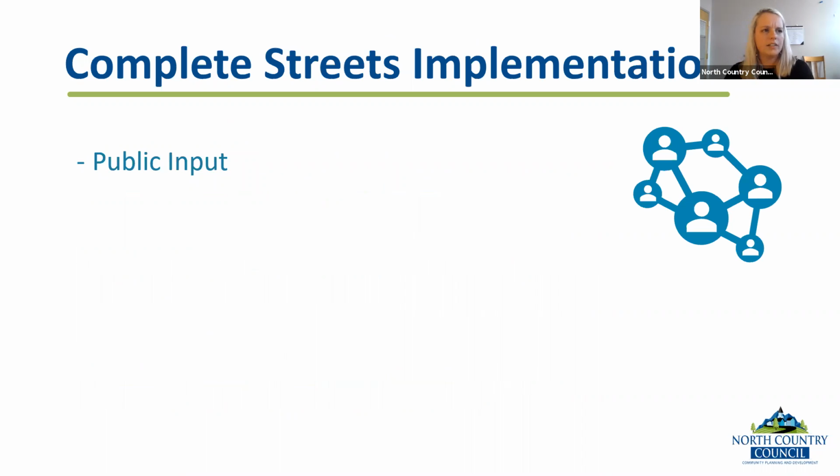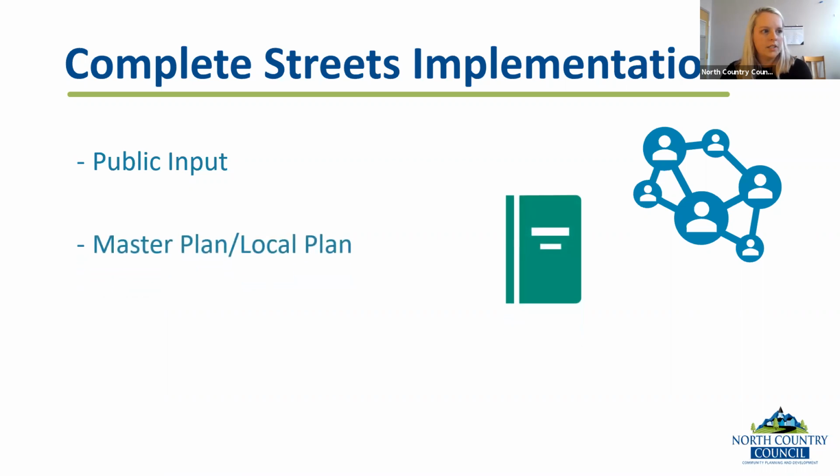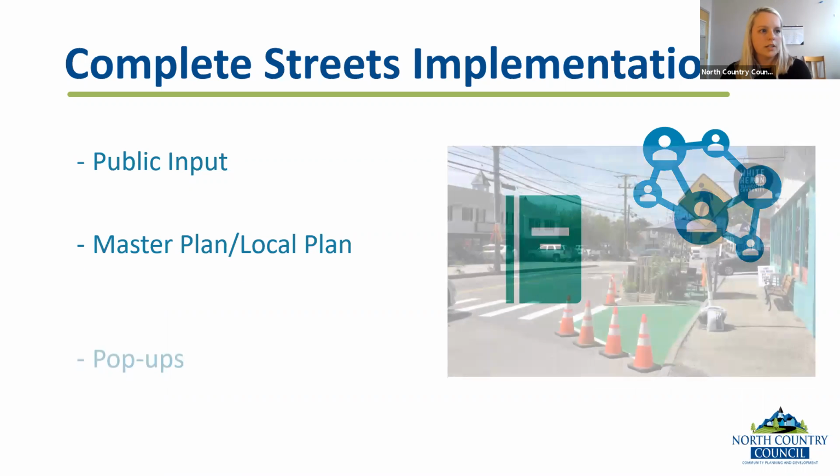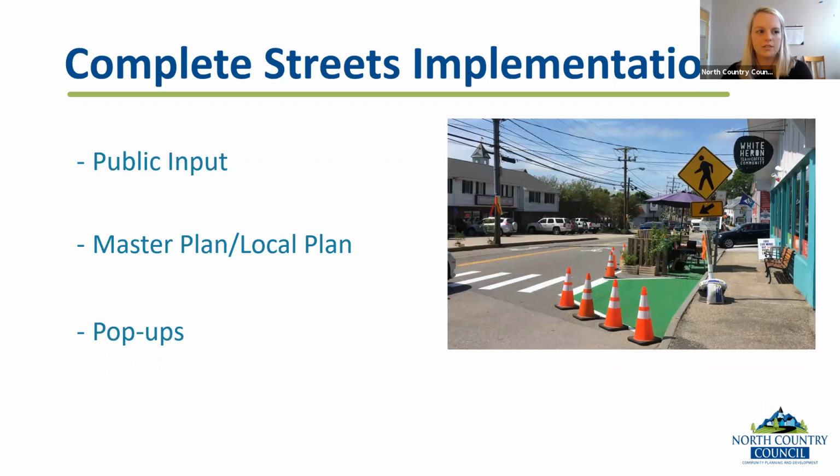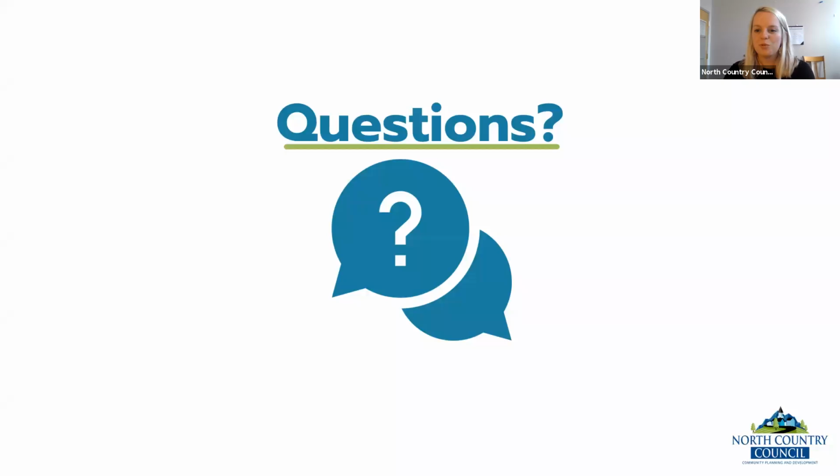And I guess the heading on this is a little bit confusing, but this slide is just outlining a couple of the ways in which you would implement the complete street strategy. You're going to want to have public input. You can put it, like I said, in your master plan or your local plan. And then also pop-ups are a way to work through and figure out what kind of complete streets elements you want in your community. And that's kind of a foreshadowing to the third part. So before we get into the worksheet, does anybody have any questions about what I've mentioned so far?